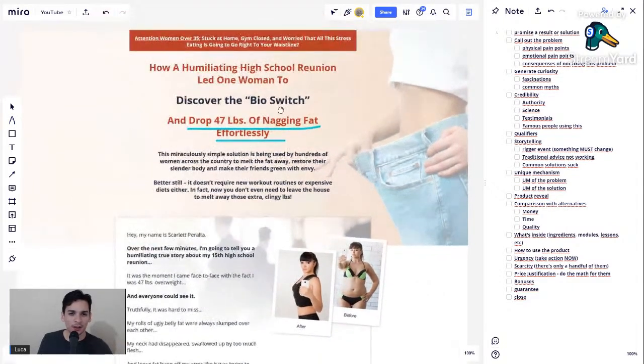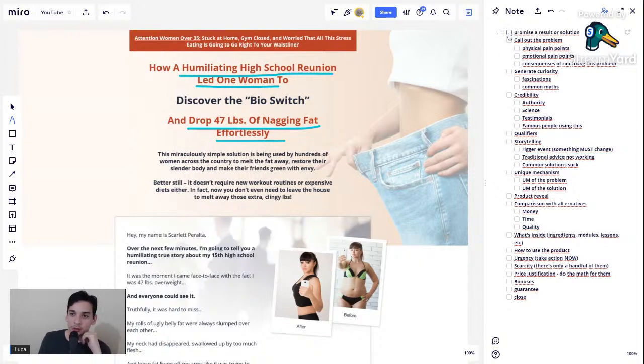And the other thing that it's doing in this headline is teasing this emotional story: a humiliating high school reunion led one woman to discover blah blah blah. This is important because it draws you to keep reading, right? If I tell you that you can drop 47 pounds of nagging fat effortlessly, well, that's a promise a lot of people already hear. But if I tell you that I discovered this solution by having a humiliating experience at a party, you're going to want to know what that humiliating experience was, right?